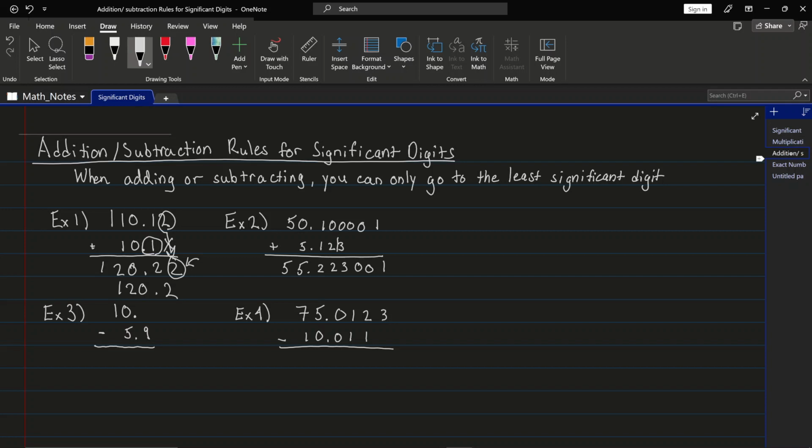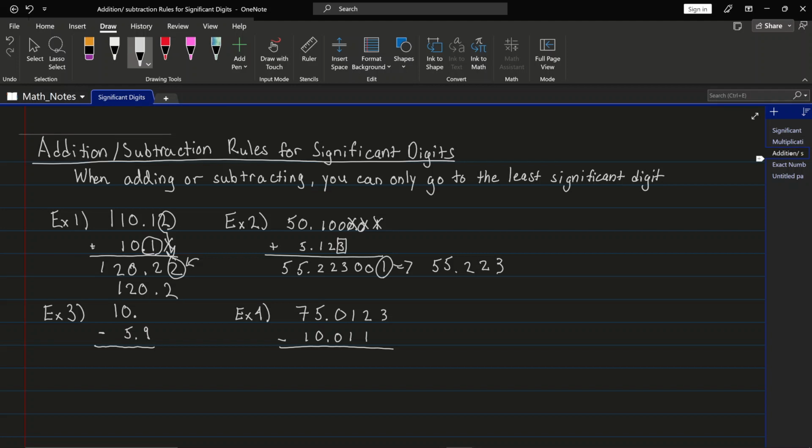This one is my smallest decimal place digit. And that means that I can't have these terms at all in my final answer. So my final answer would end up being 55.223. And again, because this is a 1, I'm going to round down, because it's closer to 0.223 than to 0.224. And you'll see that it works the same way in subtraction.